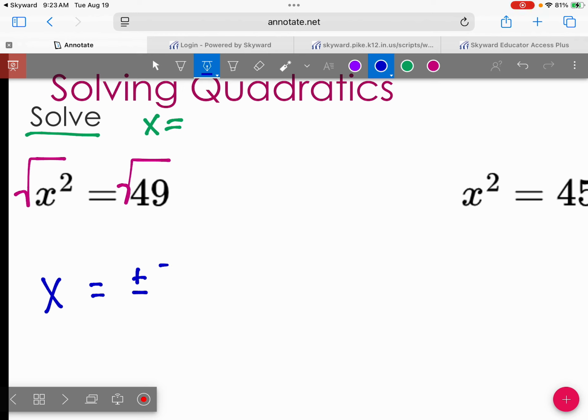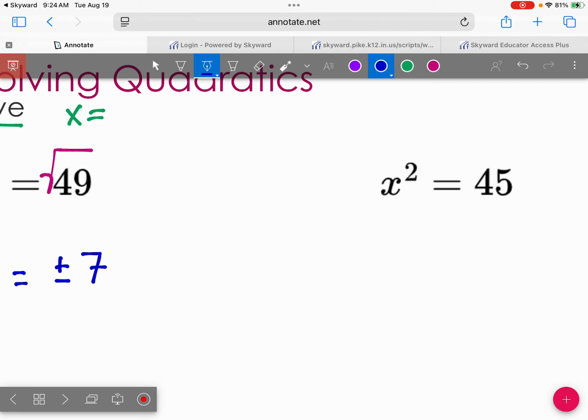Good catch on that one. Plus or minus 7, because I can either take 7 squared as 49 or negative 7 squared. I did it right, 49. You did it right. Because we know 7 squared is 49 and negative 7 squared is also 49. So we're going to have times when we have plus or minus. You can write it as plus or minus 7 like this, or you can split them apart and have x equals 7 or x equals negative 7.